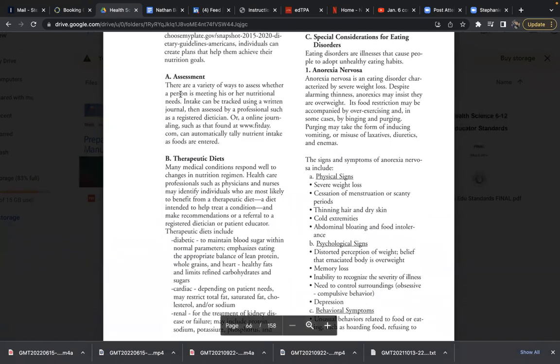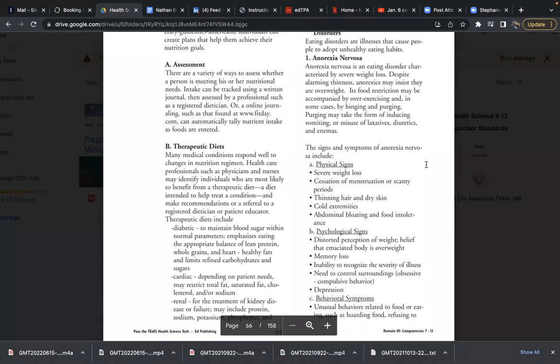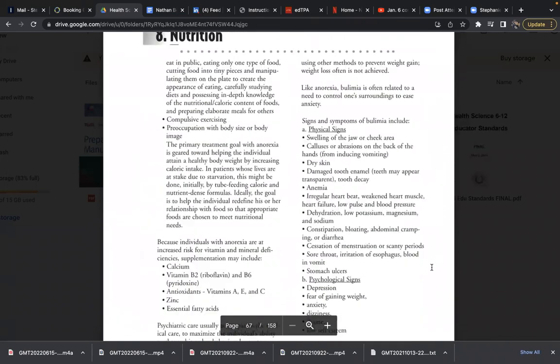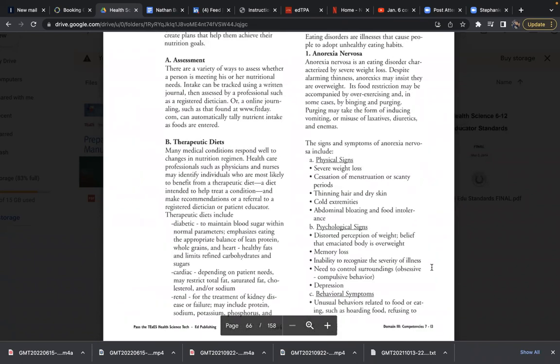Okay, so it is important to track the diets and to track the intake. You just have to track what you're eating, weighing it, and make sure that you are monitoring the intake. It also tells you the physical signs of the different disorders associated with nutrition and eating, what you would look for.